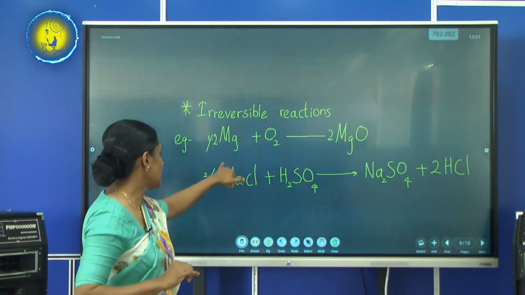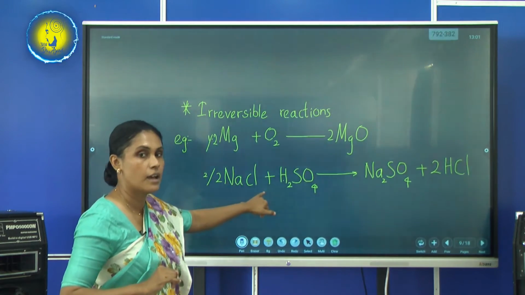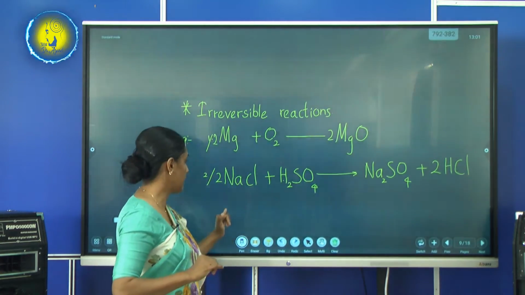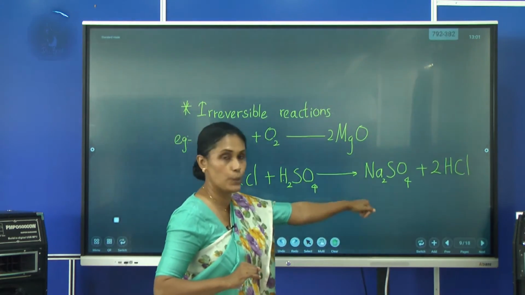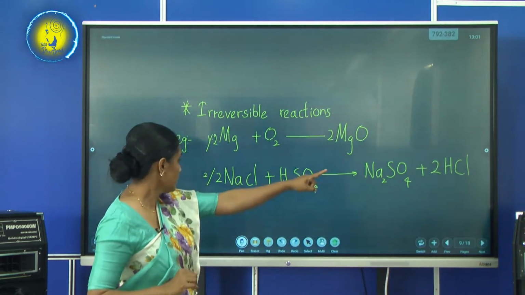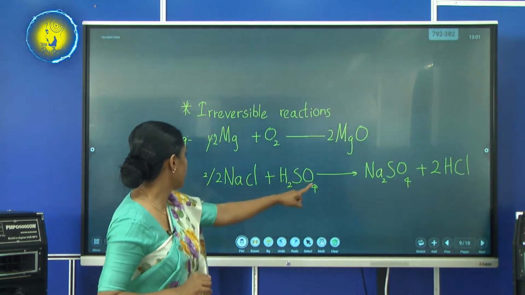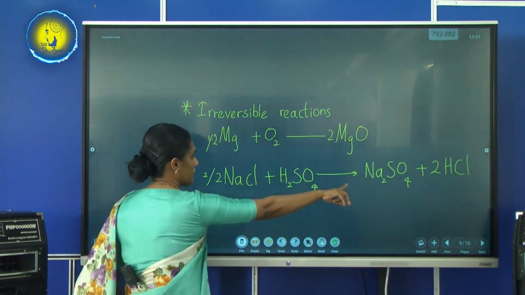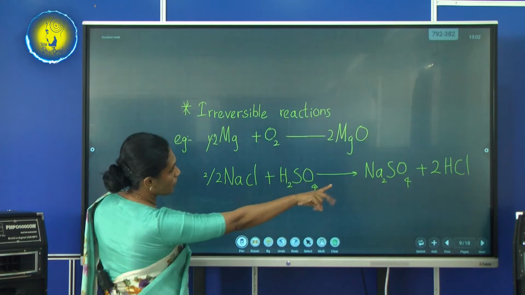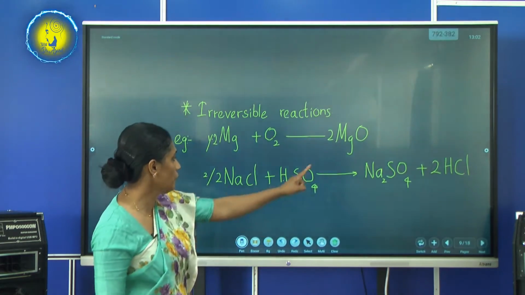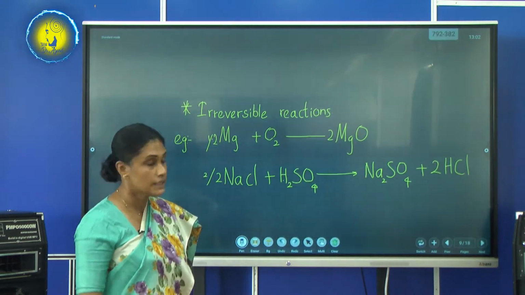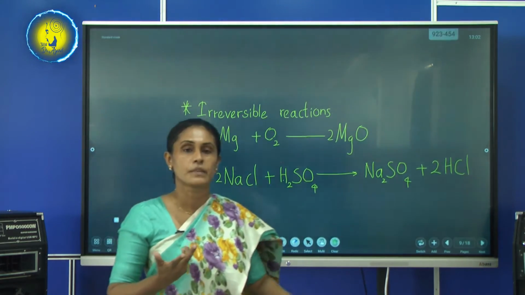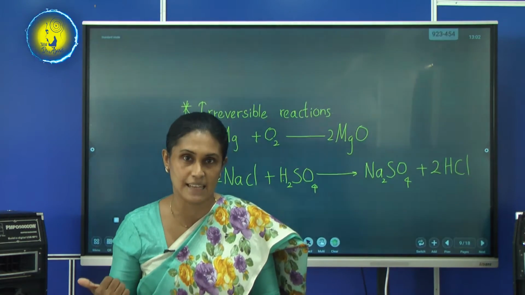What about this one? Neutralization reaction. Sodium chloride with sulfuric acid, a base and an acid, gives you the salt as well as, what was it? Sodium sulfate plus HCl. Yes, we balanced it. 2 sodium, 2 sodium, chlorine, okay, right? Sulfate also 1, 1 here, right? This sort of reaction won't come back to its initial stage.